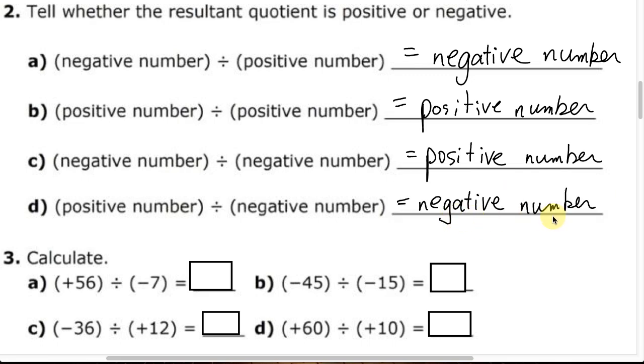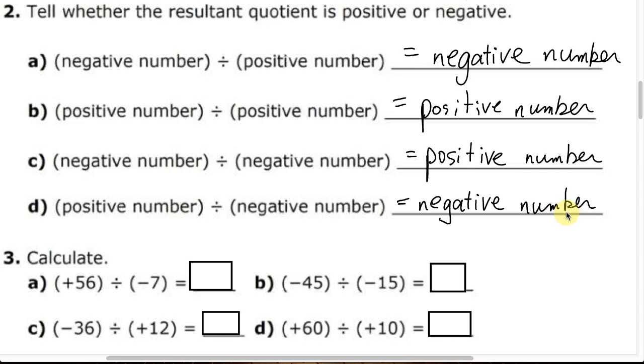Notice that the rules here are the same as for multiplication. When you have a positive divided by a positive or a negative divided by a negative, in other words, when the sign is the same for the dividend and the divisor, the answer to the division question, or the quotient, will be positive. When you have opposite signs between your dividend and your divisor, either negative and positive or positive and negative, the quotient will be negative.